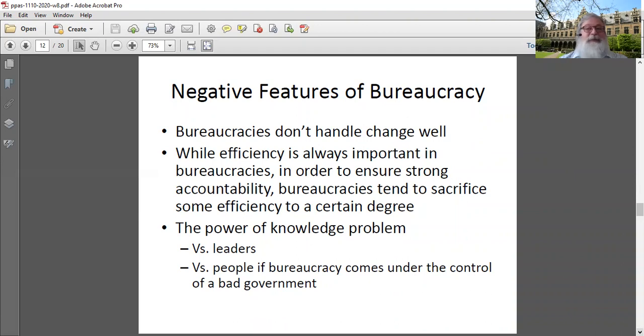Another serious problem is the power of knowledge problem. Bureaucracy, if you think about it, is a way for organizing and focusing the power of knowledge. If you think about all the different levels of the hierarchy in a bureaucracy as providing information and knowledge, so that the power and knowledge of literally hundreds of thousands of people is concentrated in the hands of a handful of people near the top of the pyramid, you get the idea.